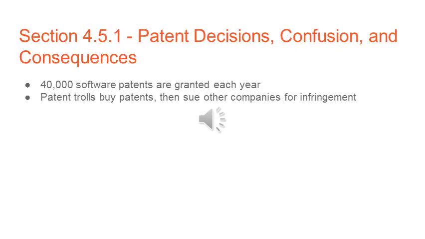Section 4.5.1 Patent Decisions, Confusion, and Consequences. The U.S. Patent and Trademark Office grants an estimated 40,000 software patents each year. Some companies, known as patent trolls, accumulate thousands of patents by buying them from individuals and other companies. Patent trolls do not make any products. They license the patents to others to collect fees and sue other companies for patent infringement.